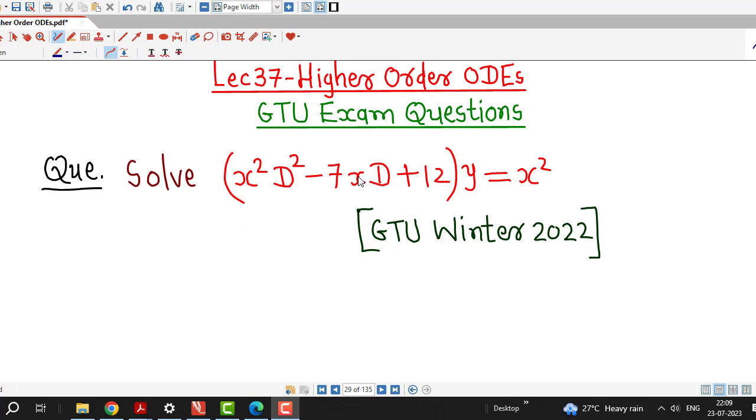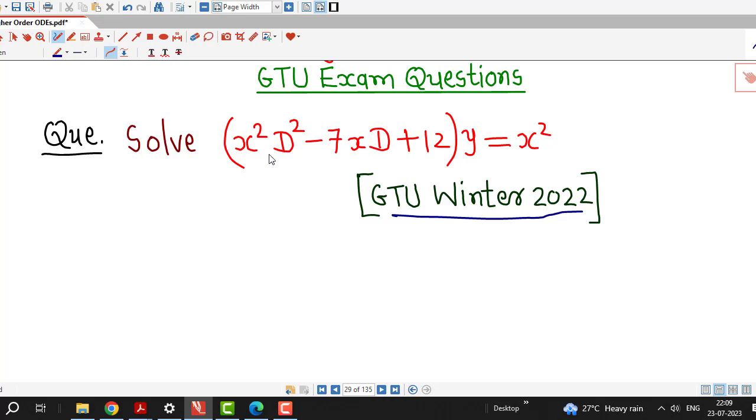In this lecture, we are going to solve this differential equation, and this question was asked in the GTU Winter 2022 exam. Here we are given the differential equation x square D square minus 7xD plus 12 y equal to x square, and we know that this D stands for derivative with respect to x. Therefore, D square is the second order derivative with respect to x.